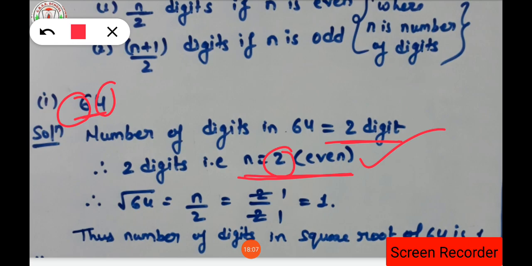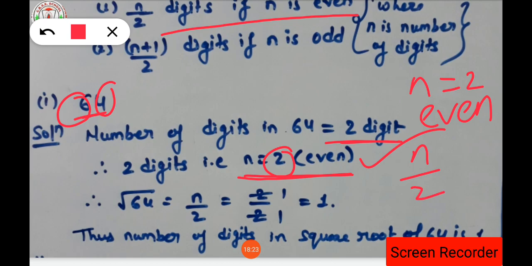So what will be the square root of 64? What is the formula if it is an even number? If it is an even number, n by 2 we have to put. So n is equals to 2 and it is an even number. So in place of n, what are we going to substitute? We are going to substitute 2. So 2 by 2 is how much? 2 and 2 will get cancelled and the answer will be 1. So the square root of 64 will be 1 digit.